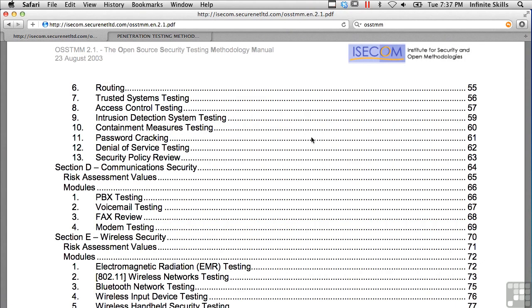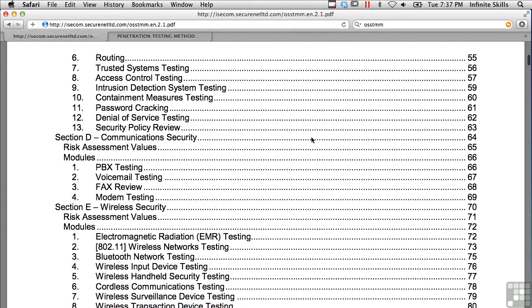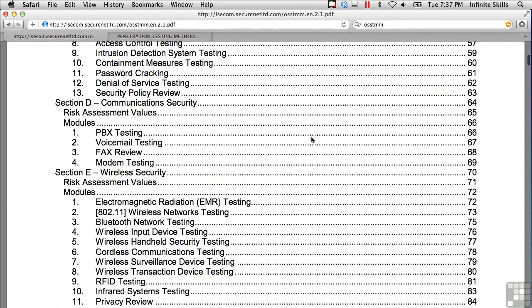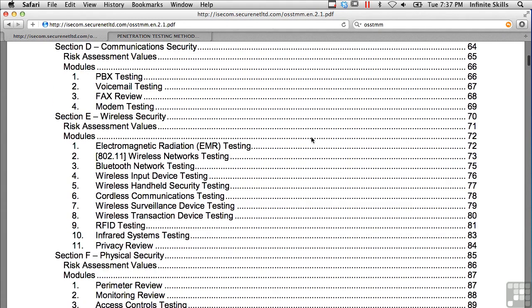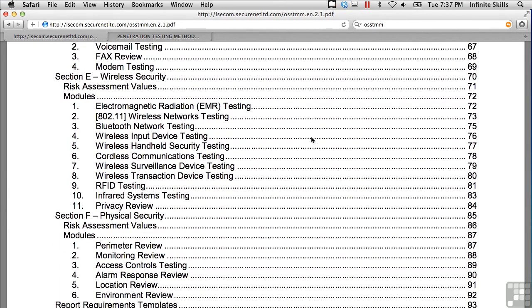Then we get into communication security, where we're dealing with PBX testing and voicemail testing, and possibly a fax review, as well as looking at modems. There's a section for wireless security, and we talk about the different types of wireless networks, including Bluetooth and wireless input devices and handheld security, cordless communications, and there's also sections for RFID and infrared systems testing. So as you can see, there's a pretty detailed and comprehensive amount of information in this particular methodology document. They take a lot of things into consideration.